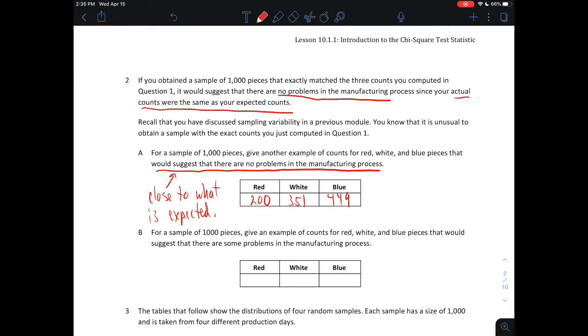And if you want to think about it, we do this in everyday life. You go buy a bag of chips. Do you sit there and count the number of chips? Or is it just kind of feel the same as when you bought that same bag of chips the last time? So it's close enough. This is the same idea. But now how about part B? For a sample of 1,000 pieces, give an example of counts for red, white, and blue pieces that would suggest that there are some problems in the manufacturing process. This means it should be far from what is expected. So there's lots of options for both of these.